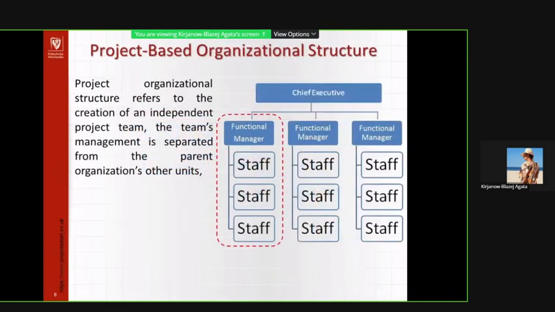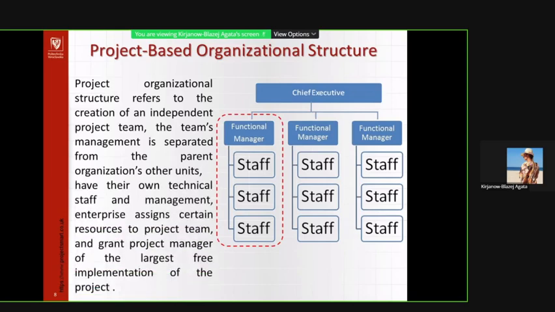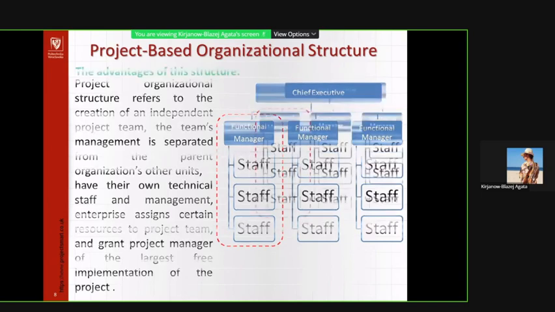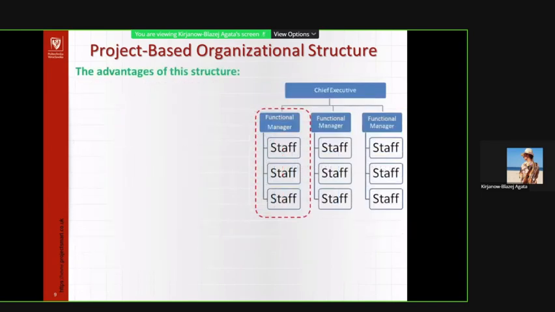And second is the project-based organizational structure. Project organizational structure refers to the creation of an independent project team. The team's management is separated from the parent organization and other units, and they have their own technical staff and management. The enterprise assigns certain resources to the project team and grants the project manager the largest freedom in the implementation of the project.